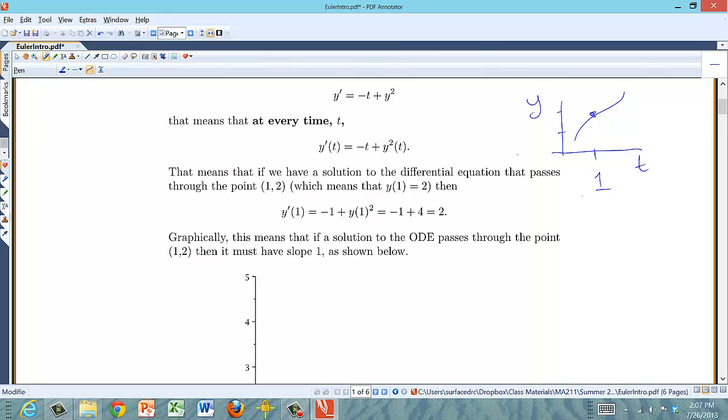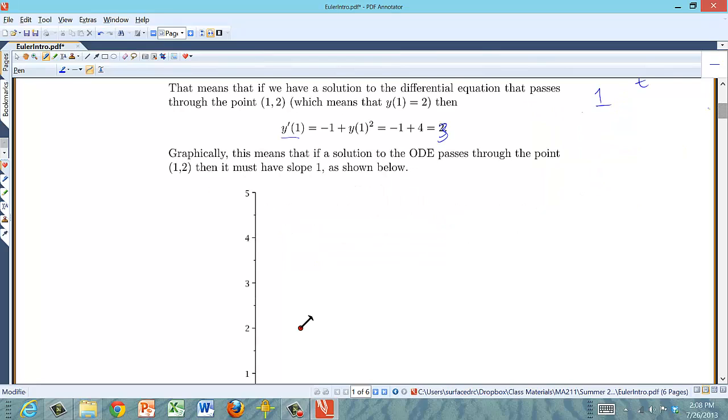So if you have a solution going through the point 1, 2, then because it's a solution to the differential equation, you have to have y prime at time 1 equals negative 1 plus y at 1 squared, and that's negative 1 plus 4, and that's 3, that's not really 2, but whatever, I'll have to remember to change that. So that means that if a solution to the ODE passes through the point 1, 2, it has to have slope 3, not slope 1. So it has to have a slope that goes about like this.